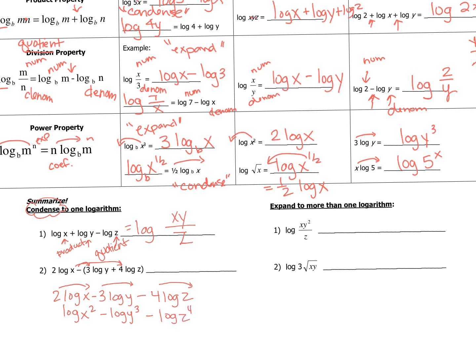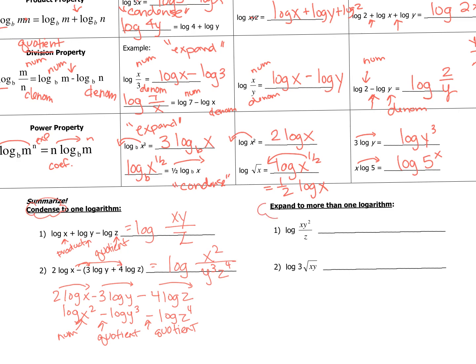So now I'd like you to notice that this is a minus and this is a minus. This is my quotient rule, and it's telling me that my y cubed, my z to the fourth, will be in the denominator, and my x squared is going to be my numerator. So I'm going to write log one time, and since my log of x squared was positive, my x squared goes on top. And since it's minus log of y cubed, it winds up on the bottom, and minus log of z to the fourth also ends up on the bottom.